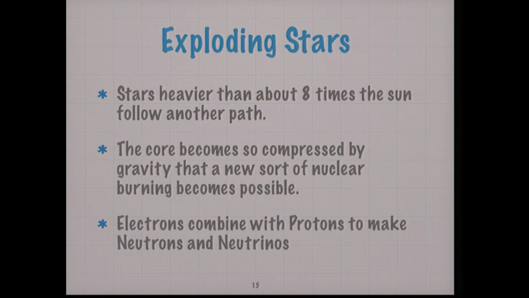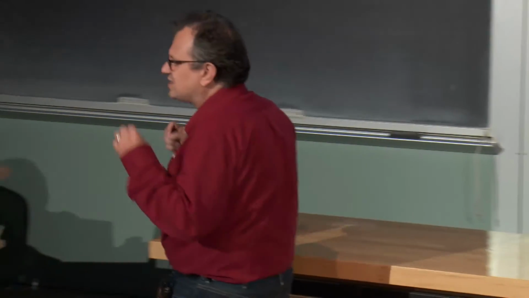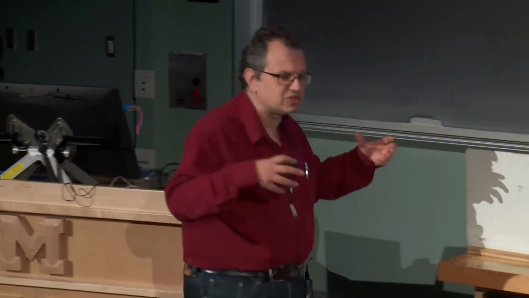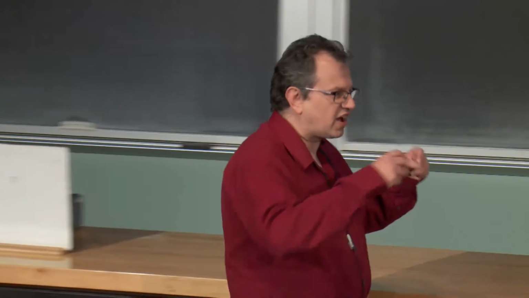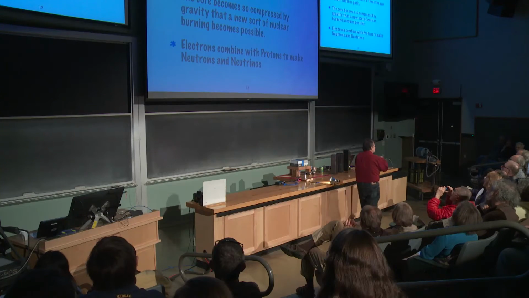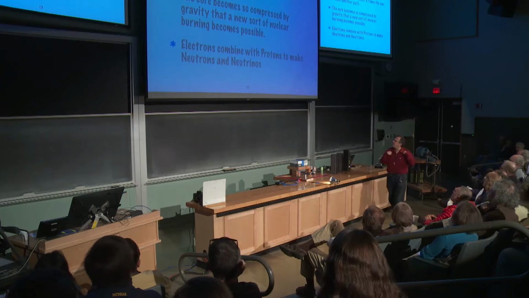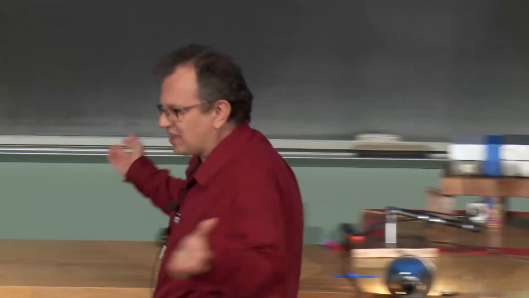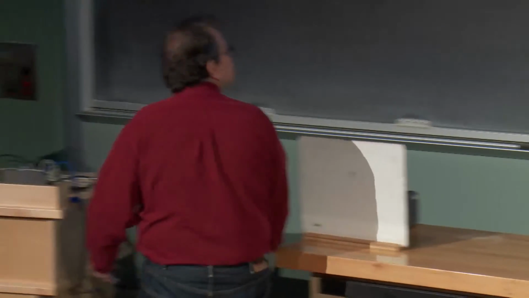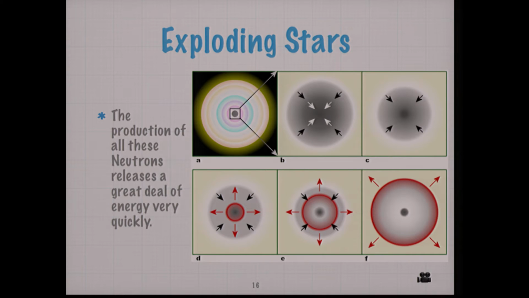Stars that are heavy have a different path. If they're about 8 times the mass of the sun, something else happens. When the core becomes so compressed by gravity, a new form of nuclear burning can open up. It's crazy to think about, but gravity gets so strong that it compresses the electrons in the atoms into the nucleus. They combine with the protons and make neutrons. And that suddenly releases a huge amount of energy. There's actually energy released by that process. This production of neutrons releases so much energy.